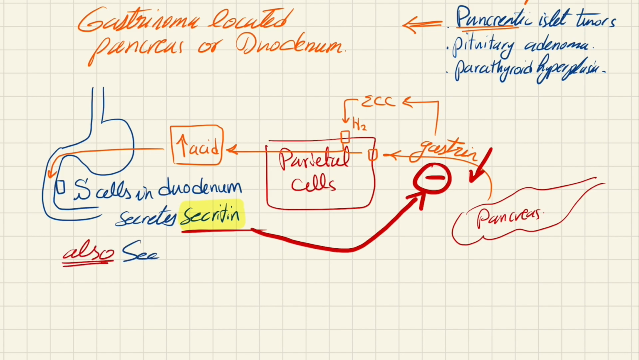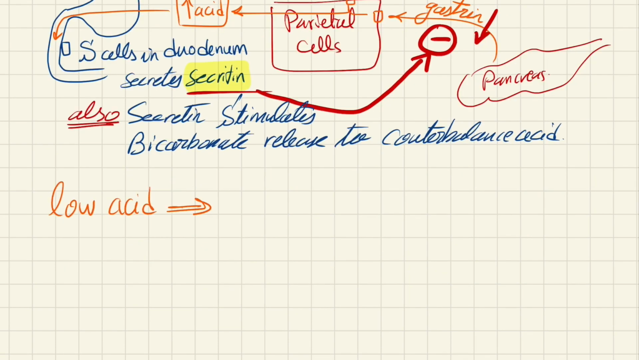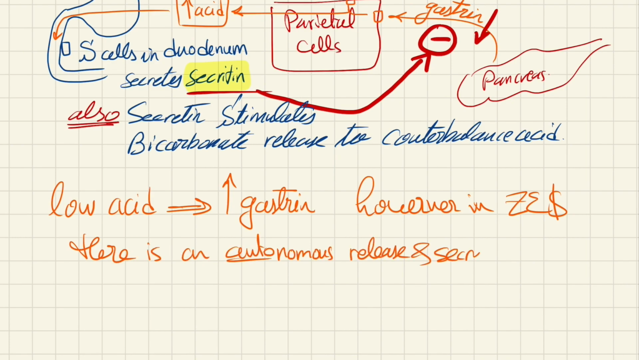Also, secretin stimulates the duodenum and the pancreas to secrete bicarbonate to counterbalance the acidity of the gastric content being secreted into the duodenum. So this is another function of secretin. Physiologically, low acid will cause high gastrin release. However, in gastrinoma, we will have high gastrin in the presence of high acid because of the autonomous secretion of gastrin. This is very important because of the paradoxical presence of both high gastrin and high acid content.